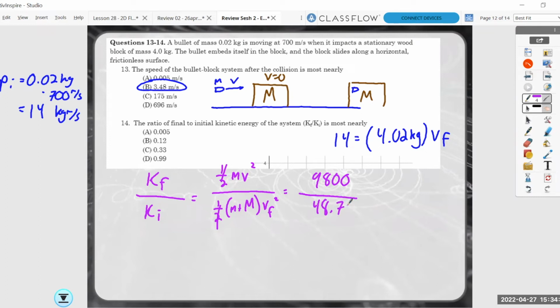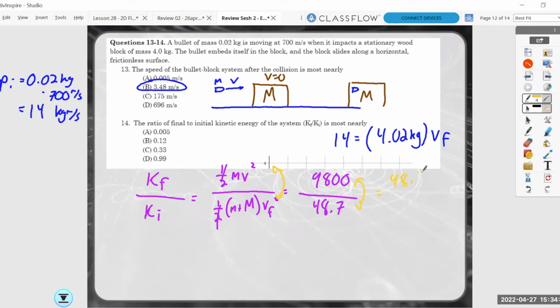Oh wait, no, I did this wrong. Woo! See, I'm going to get the wrong answer. What did I do wrong? It's supposed to be final over initial, right? Is this the final? Oh. No, I swapped it. So, oops, these are supposed to be switched. See? Human beings.